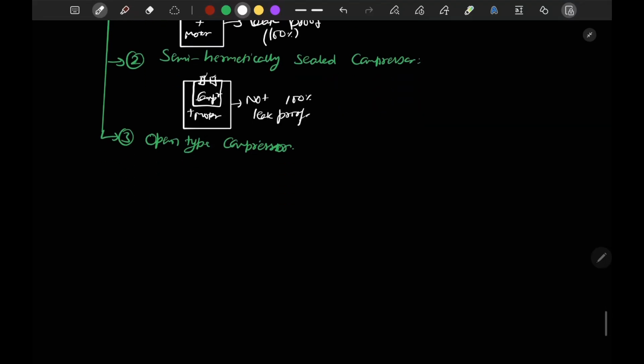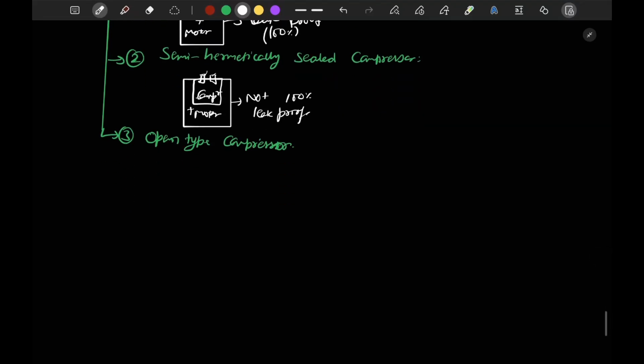Okay, from inside. Now the open type system: let's say this is the compressor and this is connected to the motor, and it is not leak proof. This is connected using a belt drive or chain drive, or couplings can also be used here. Due to the compressor being open, there is frequent leakage of refrigerant.